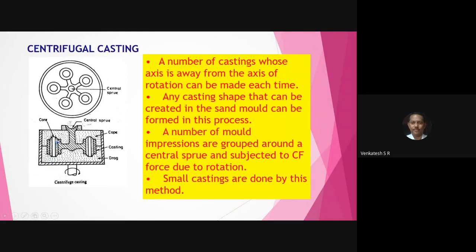All of you observe here. There will be a hole. For that, they place the core like this also, and it is rotating at the speed of 1200 to 3000 rpm. Due to that, all around the center of the casting, the center of the mold cavity, metal fills the mold cavity due to the rotation of the mold box through the spindle. This is also called centrifuge casting. Please, all of you write down centrifuge casting.